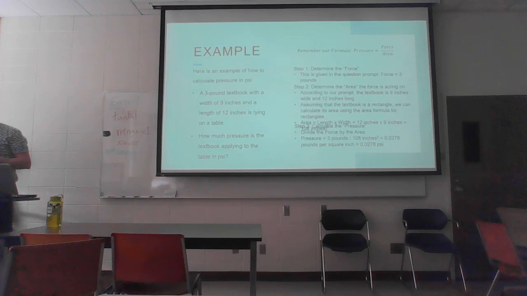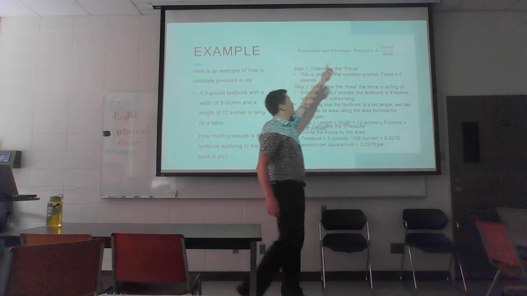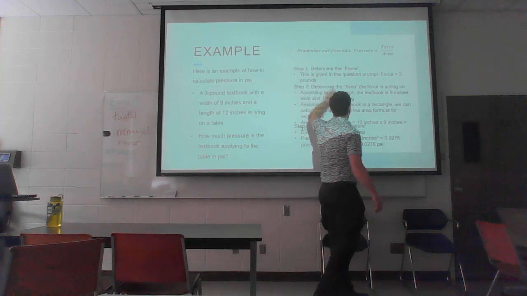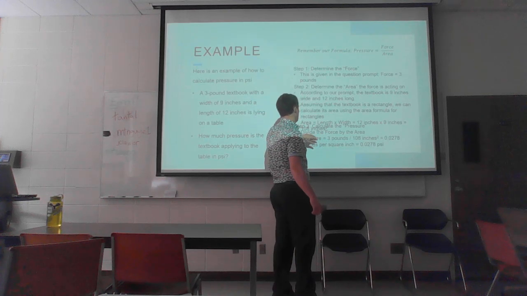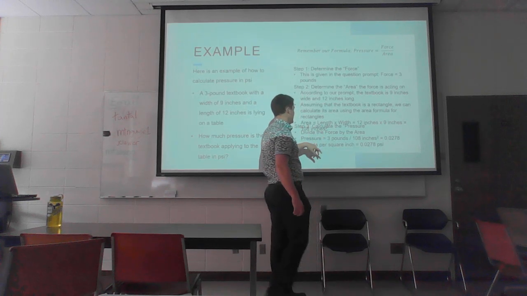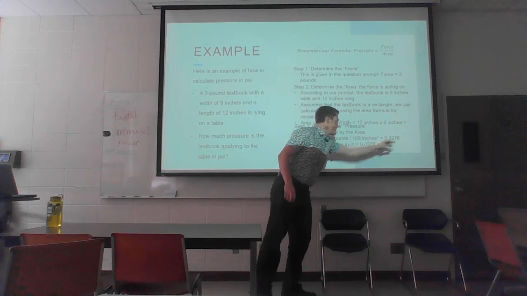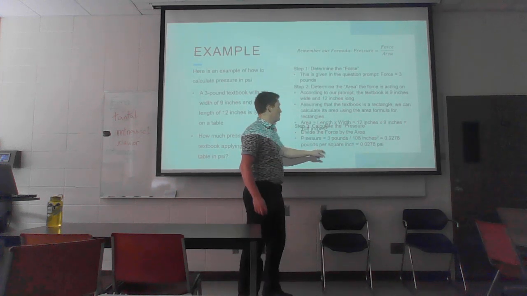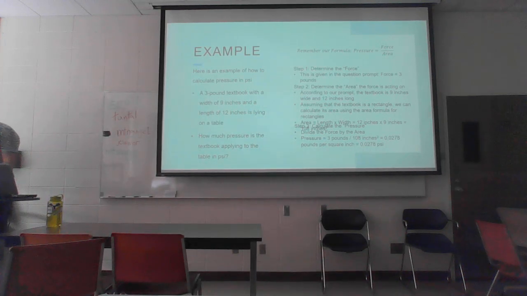And again, formatting is the bane of my existence. But step 3 is to calculate the pressure. As seen up in the top right here, in order to find the pressure, we take our force, which is 3 pounds, and divide it by 108 inches squared. So 3 pounds divided by 108 inches squared equals 0.0278 pounds per square inch, or 0.0278 psi.